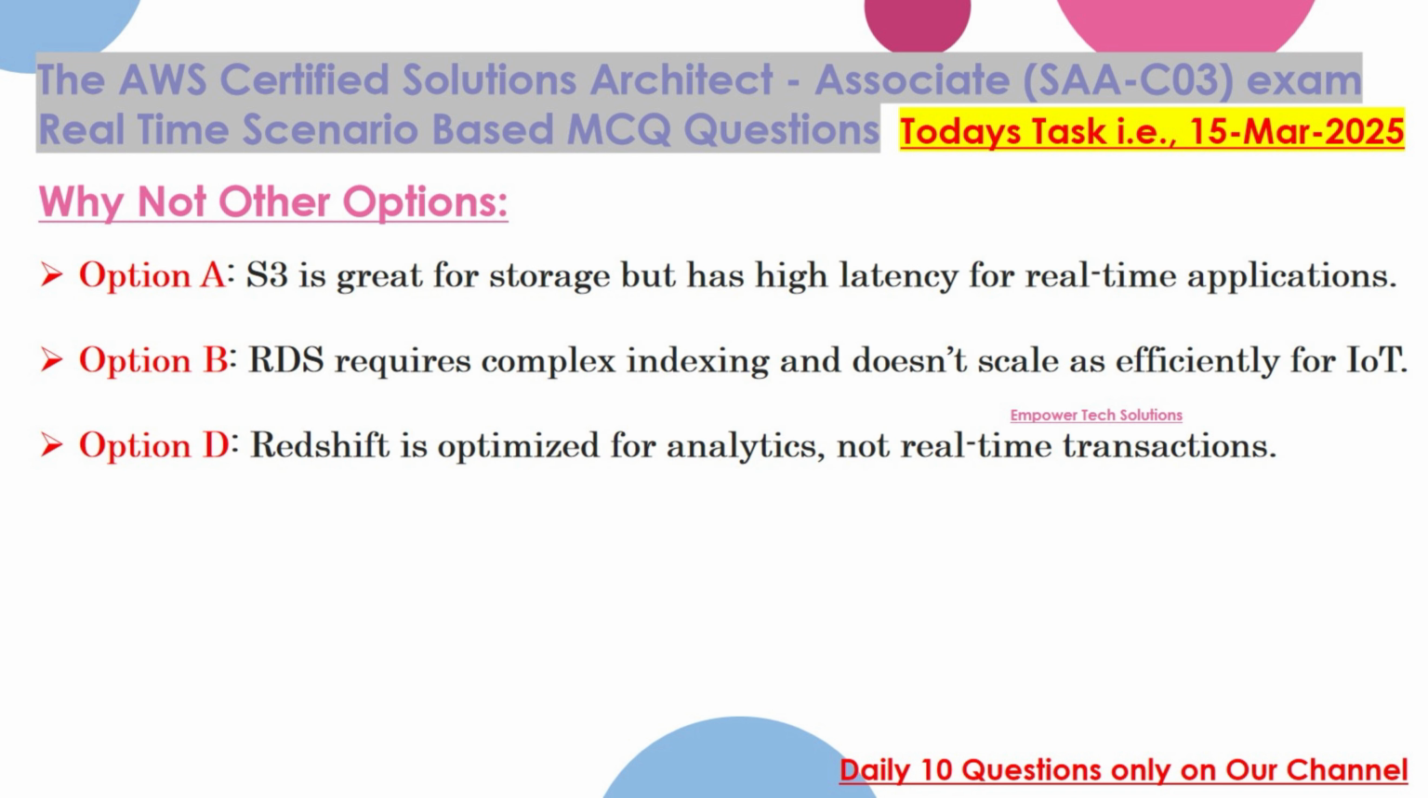Why not other options? Option A. S3 is great for storage but has high latency for real-time applications. Option B, RDS requires complex indexing and doesn't scale as efficiently for IoT. Option D, Redshift is optimized for analytics, not real-time transactions.